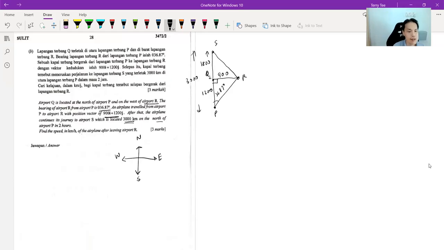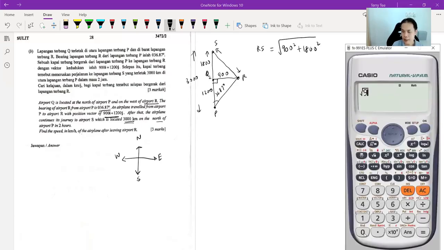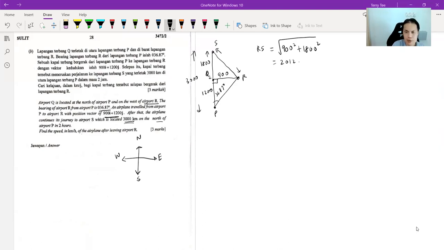Now we want to find the speed of the airplane after leaving airport R. So to find the speed, we need to know this distance, right? We need to know the distance of RS. We can just use Pythagoras' theorem. 900 squared plus 1,800 squared, put a square root over. All right, let me just show you here. Square root of 900 squared plus 1,800 squared. I got 2012.46. Actually, you don't have to write so many decimal points, but just use more just in case.